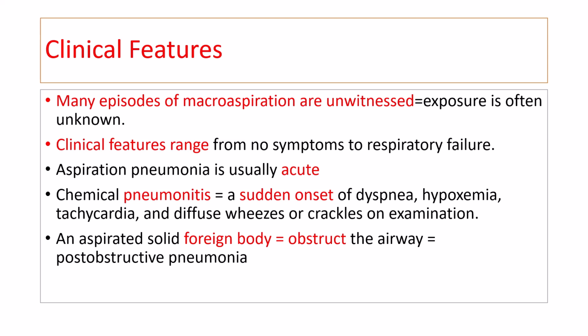Chemical pneumonitis is characterized by a sudden onset of dyspnea, hypoxemia, tachycardia, and diffuse wheezes or crackles on examination. An aspirated solid foreign body can obstruct the airway and lead to post-obstructive pneumonia, further complicating the distinction from bacterial pneumonia.